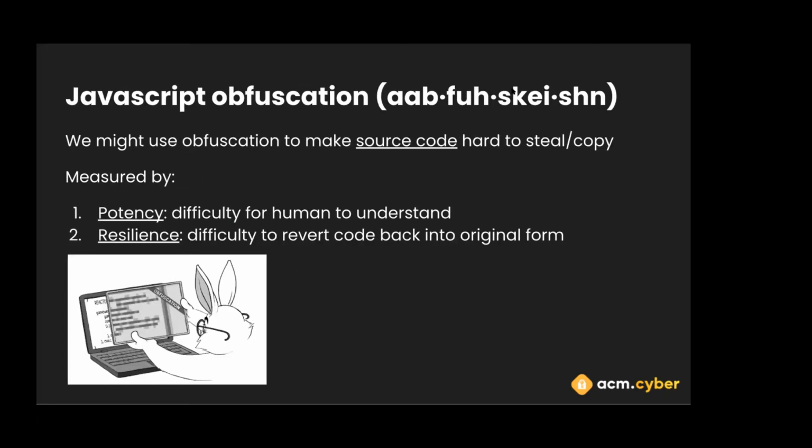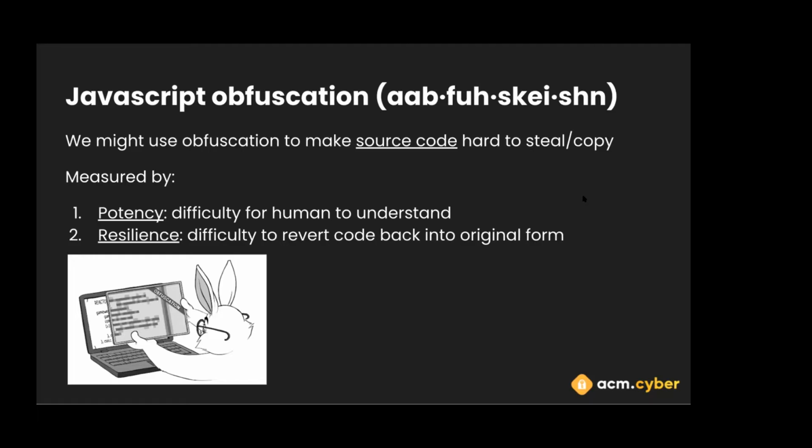That's when we can introduce JavaScript obfuscation. Obfuscation is a way to make our source code really hard to understand, to steal, to copy, to reverse engineer, however you want to say it. Basically, it's just an extra layer of protection for your code so that people can't do bad things. To be technical, it's measured by potency and resilience, but you probably don't care about that too much.